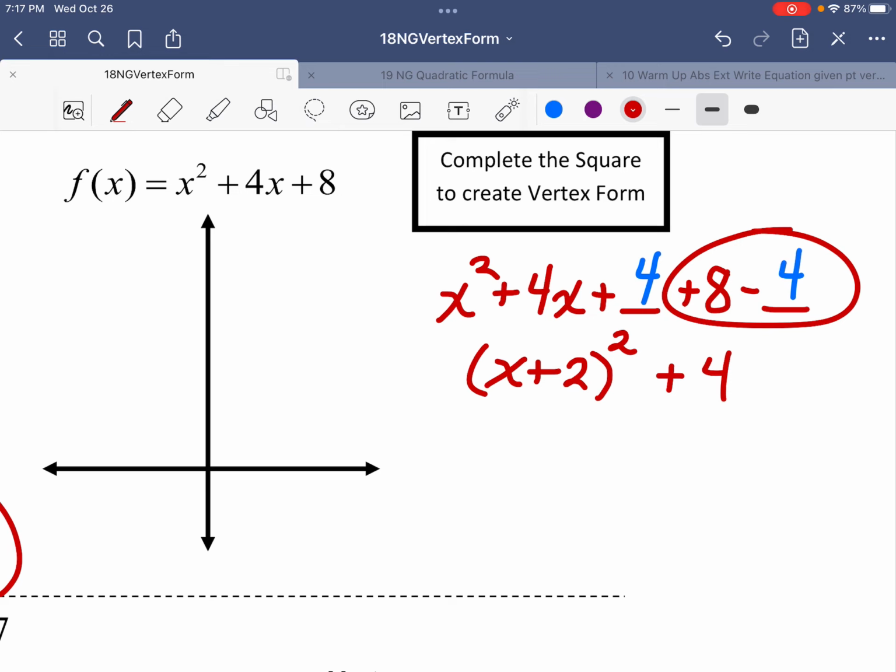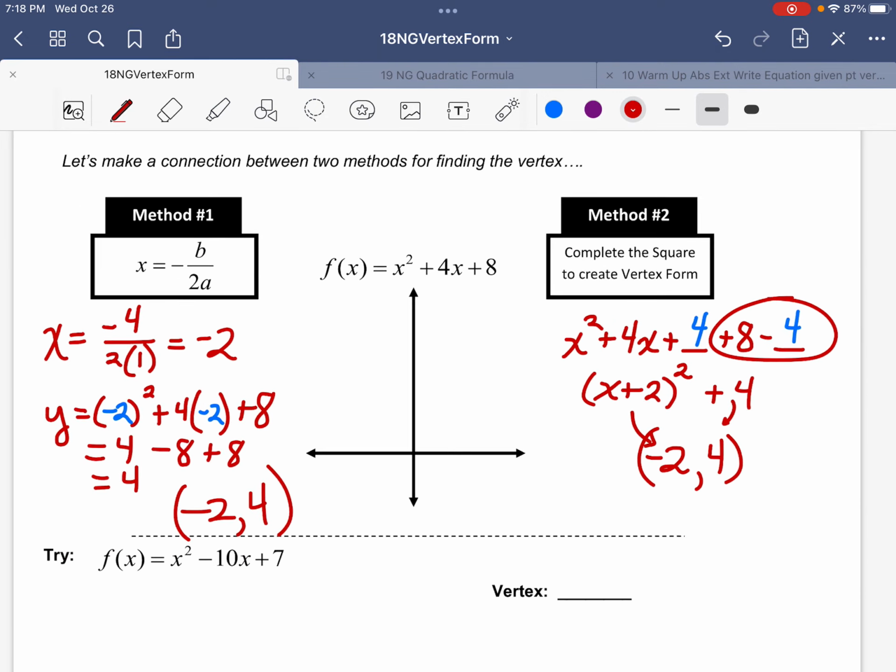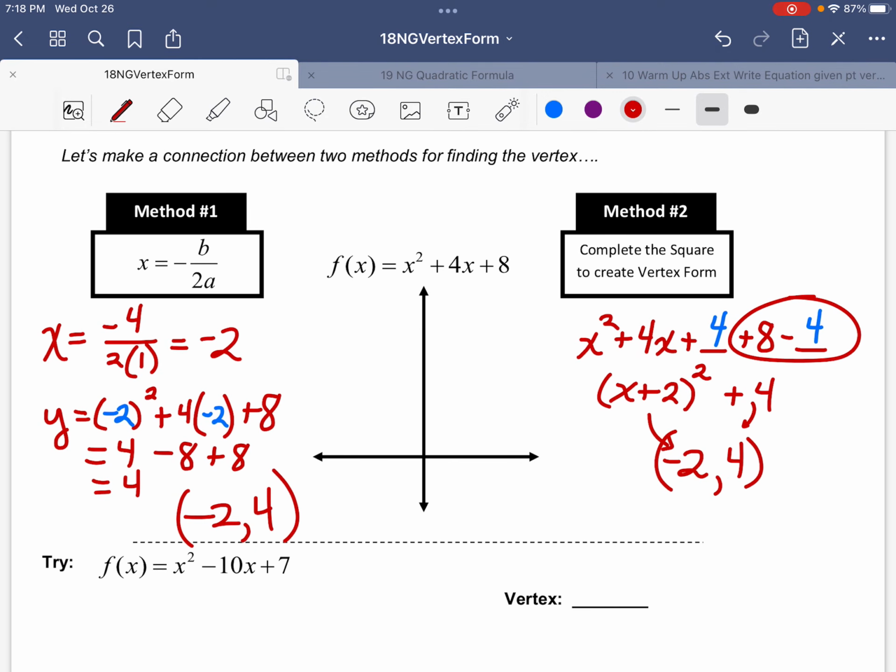Why? What can we do with vertex form? Well, remember, it's called vertex form because it helps us to find the vertex. Remember, if I have a plus sign here, that actually means I shifted to the left 2. And if I have a plus sign here, it means that I shifted up 4. Oh, look, that's the same vertex that I found with my method 1. And that's the way this is supposed to work.